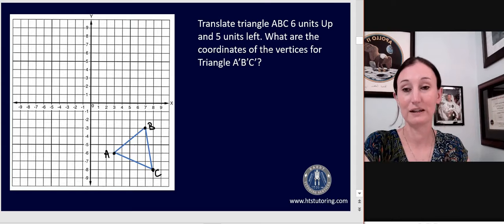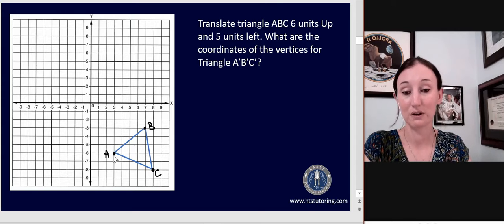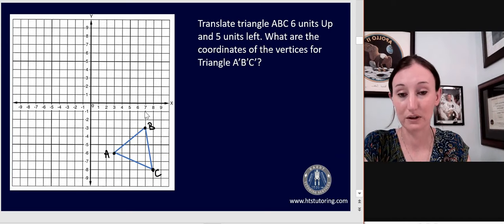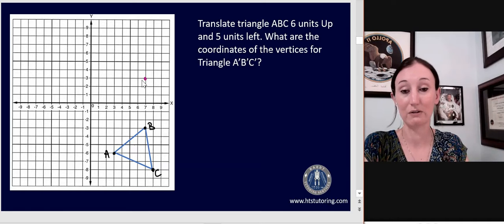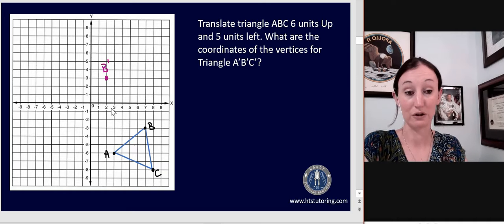So we're going to look at this and we have A, B, and C. And we're going to do it just by counting first. We want to go 6 units up, 5 units left. Every single one of these points, A, B, and C, we're going to move 6 units up and 5 units left. So B, let's count. 1, 2, 3, 4, 5, 6. All right, so that's 6 units up, but now we need to go 5 units left. 1, 2, 3, 4, 5. I'll erase our reference dot there. That is going to be B prime. That's our new B point.